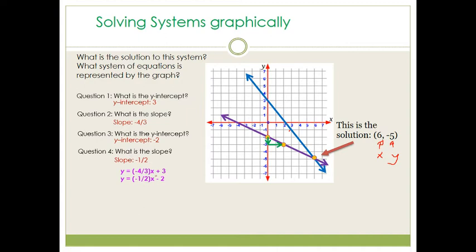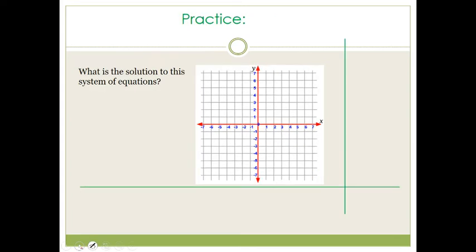Now we have all the information we need to write the equation of the second line. So the equation of the second line is y equals negative 1/2 x minus 2 in slope-intercept form. So now you try. Take a moment to pause the video and tell me what is the solution to this system of equations. There's the solution. Right there, the green dot. They happen to cross at 1, 0.